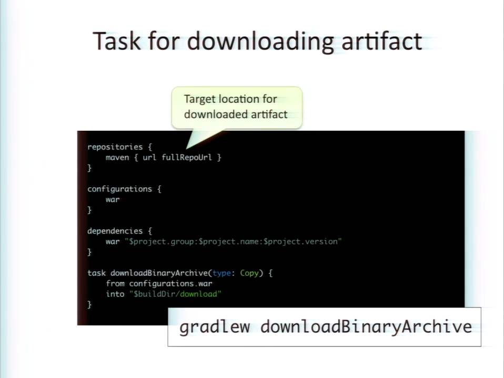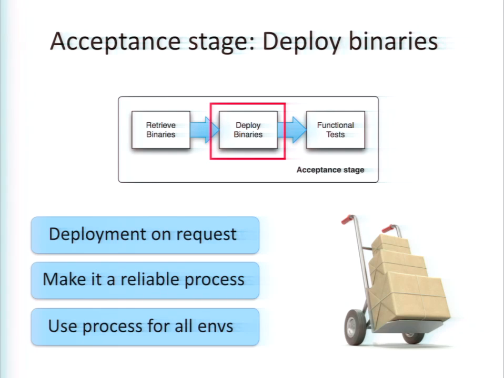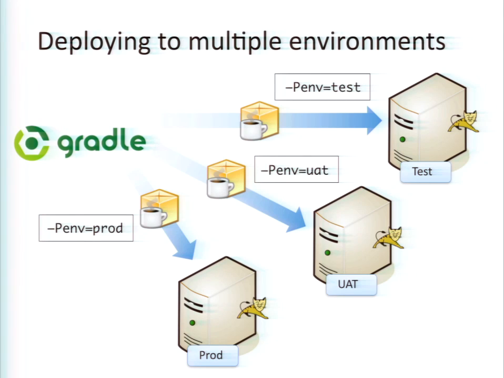So once we call that task, Gradle download binary archive, it will pull the war from Artifactory. That's the first step. Then we need to deploy it, presumably into our web server that's running in the test environment. And here is where the environment variables come in, right? We could now deploy the same war file into test, UAT, or prod, depending on which environment variable we set. And for each of those variants, we'll have a Jenkins build job that deploys into that environment and passes this environment variable.